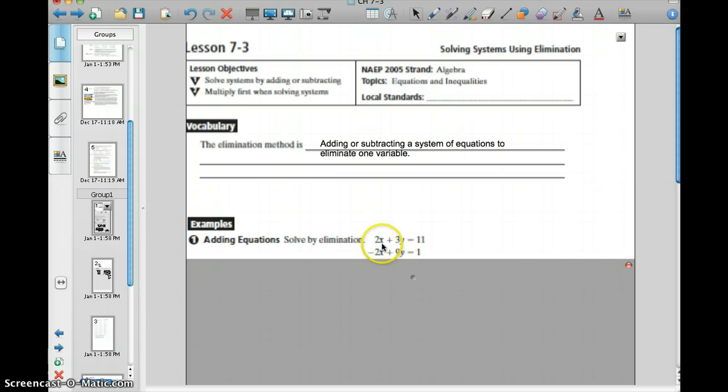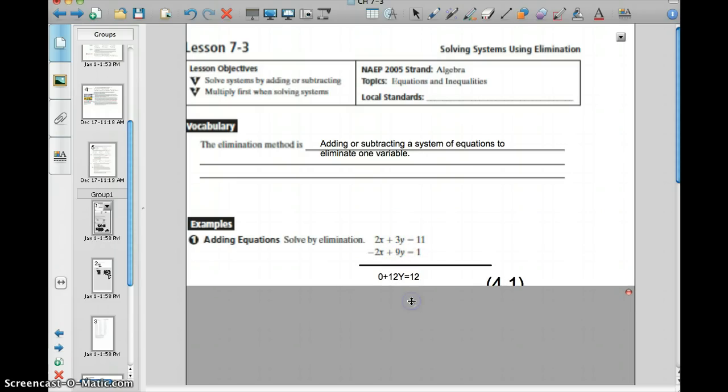Notice here how we have 2x and then we have a negative 2x. These two are opposites of one another. So if we add like we add in columns, we could eliminate, hence the name, the x values by adding everything up in columns. So we just make it one big equation that has eliminated the x variable.